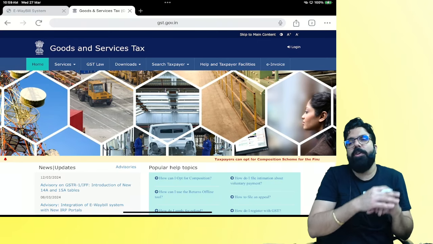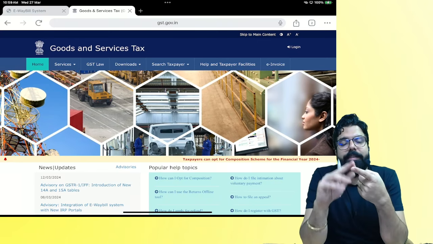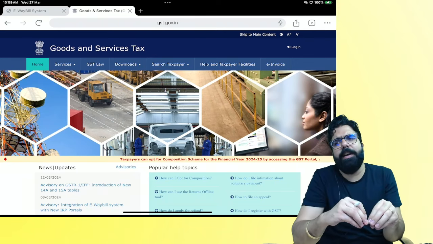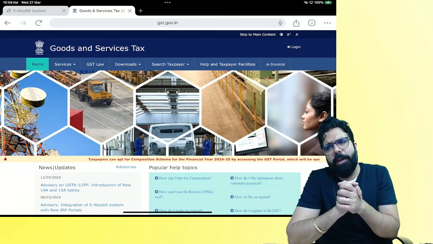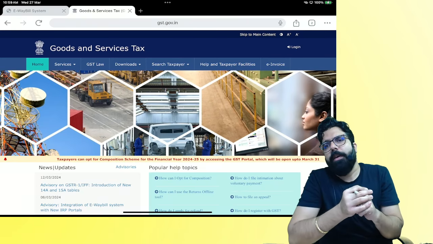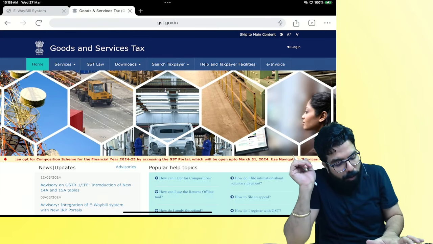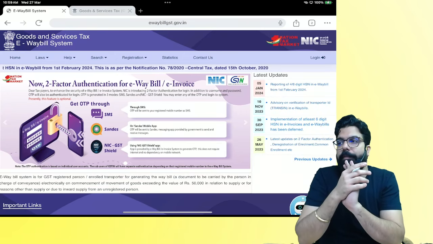What can you do in GST.gov.in, everyone? Registration, payment, refund, all GST related things can be done in the common portal. Why common portal? Because it is commonly used by the central government and state government. We have one more common portal, which is the e-way bill portal.